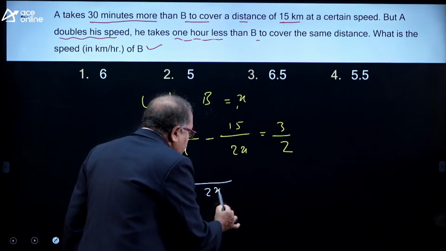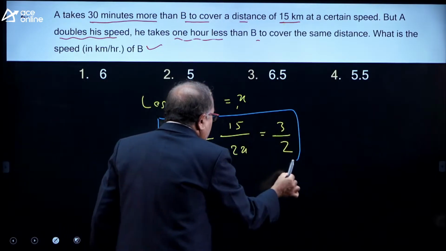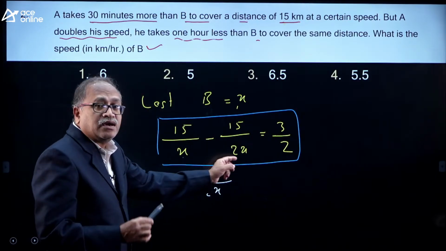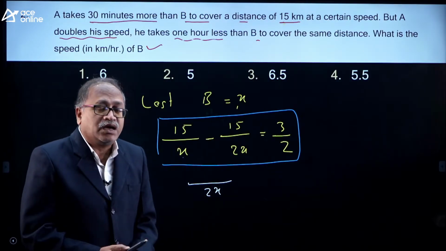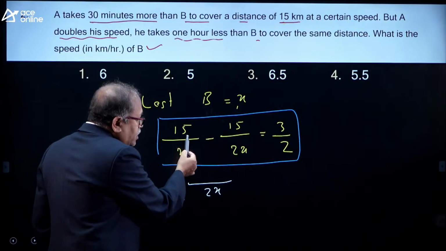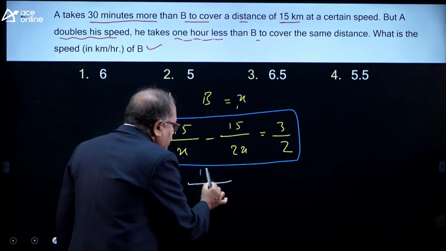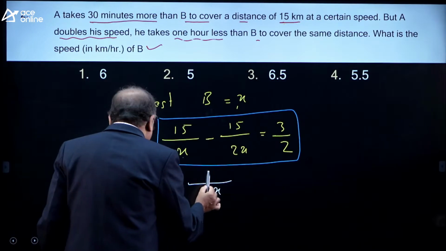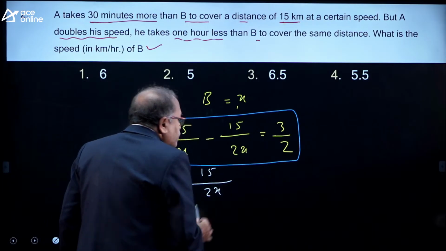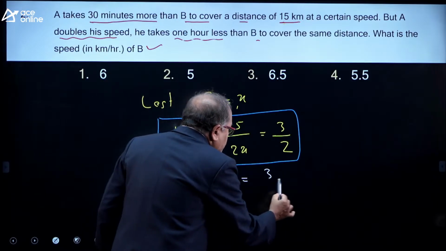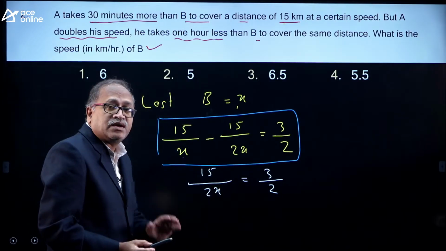Your LCM is 2x. This equation has to strike in your mind. For B, the initial time is x, the second time is 2x. If this equation strikes in your mind, then the answer is ready. So here that is 15, and here 30 minus 15, and that comes to 15. I am writing the least possible things. So here it is 15, which is equal to 3 by 2; this 2 gets cancelled, and 3 and 15 get cancelled, 5 times.